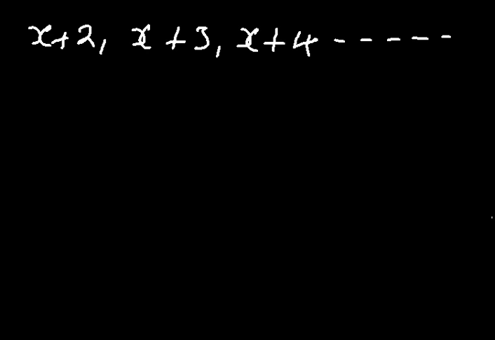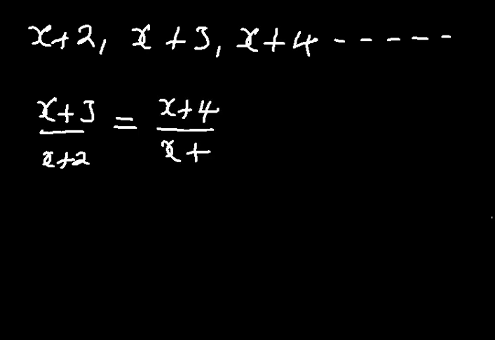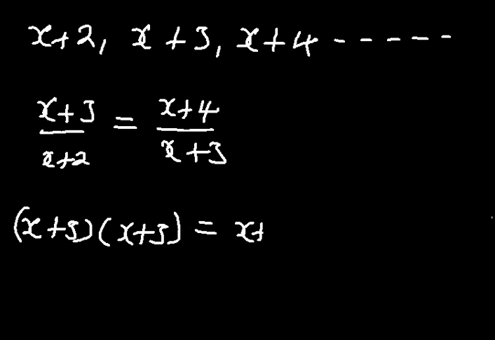Using the same principle, the common ratio here is the same as the common ratio there. So with that, we'll have to equate them. We'll have x plus 3 divided by x plus 2, which is the same as x plus 4 divided by x plus 3. In this case we'll cross multiply, so we'll have x plus 3 times x plus 3, which is equal to x plus 2 times x plus 4.